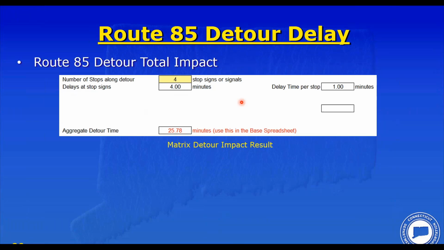If you kept track of the bullets on the slides, we have 4 stop signs or signals, averaging, we're estimating 1 minute per signal on average. So we get a detour time of 25.78 minutes. And you can see right now why it was not desirable to use this detour. That is an awfully long time to delay 19,000 vehicles a day for 25 minutes. But let's see how it plays out in the spreadsheet.